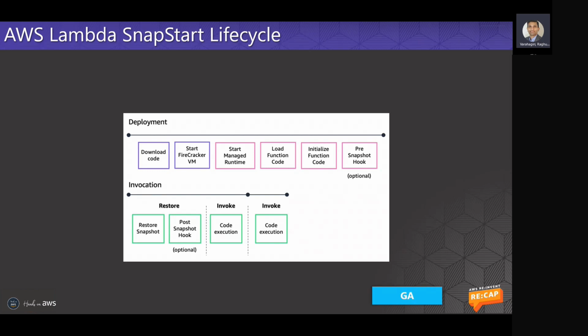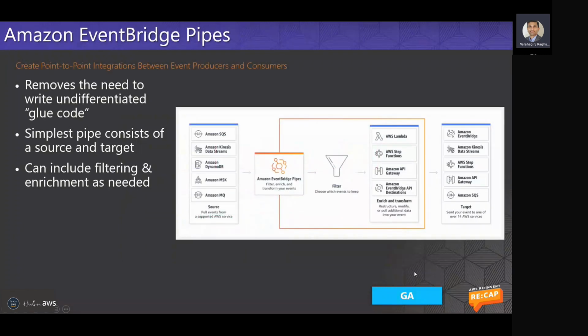So if your code needs to do something very unique just before a snapshot is taken or just after it is resumed, you can use this hook to add that additional piece of code. So that's what we are trying to illustrate here. So maybe we'll leave the amount of detail there and then move on to other areas, right?